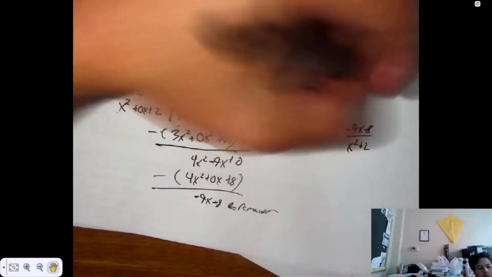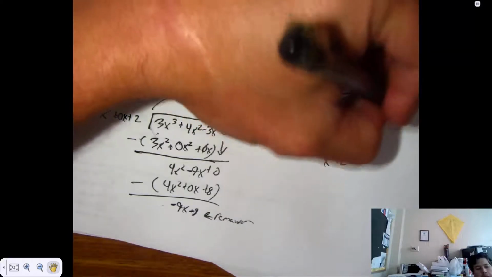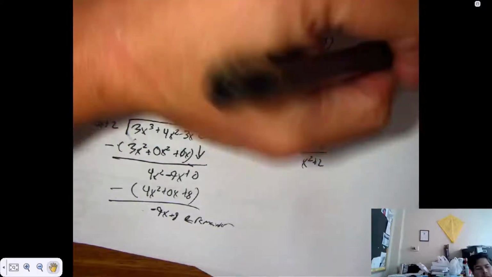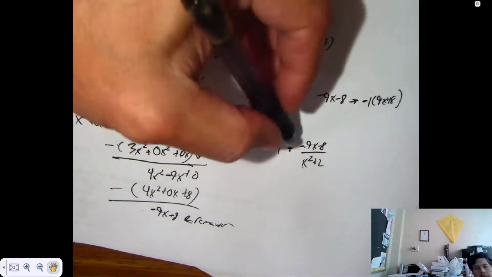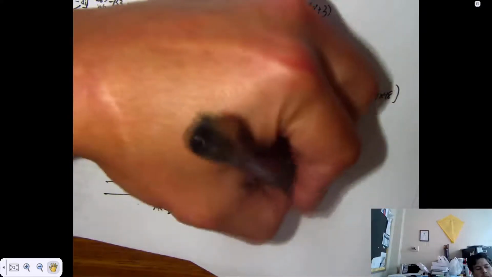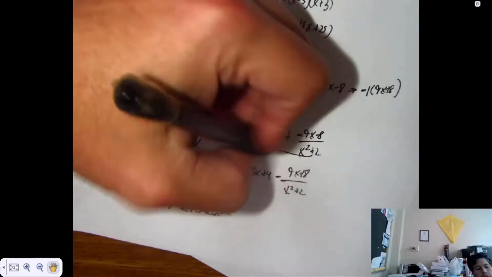What I can do, when I think about negative 9x minus 8, is I can pull a negative 1 and rewrite it as 9x plus 8. I'm going to pull the negativity out of the numerator. Because I can. And the truth is because you should. That would be what your answer looks like.